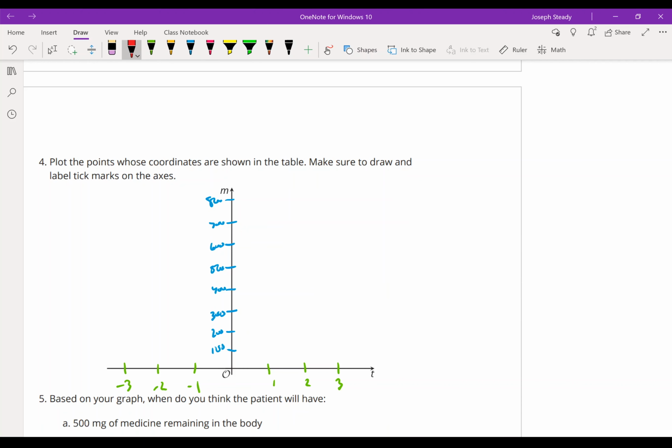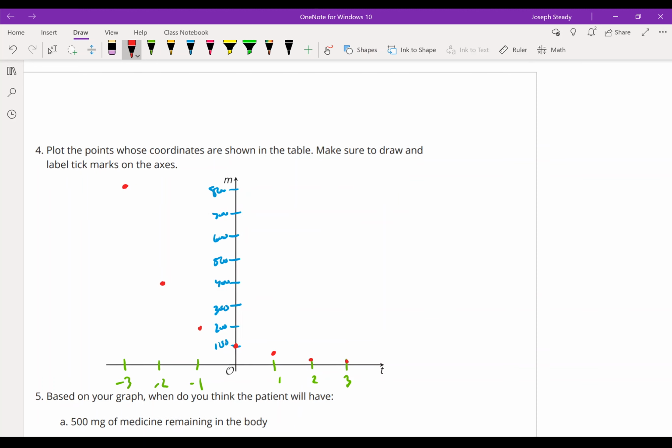So we had -3, 800, that's right around there. -2, 400, it wasn't technically on the table, but I'm going to include it anyway. -1, 200, 0, 100. Now we're getting to the small numbers: 1, 50, 2, 25. And here's another point that wasn't on there, but I'm going to include it. 3, and the output there would be 12.5. So our numbers are getting real small.